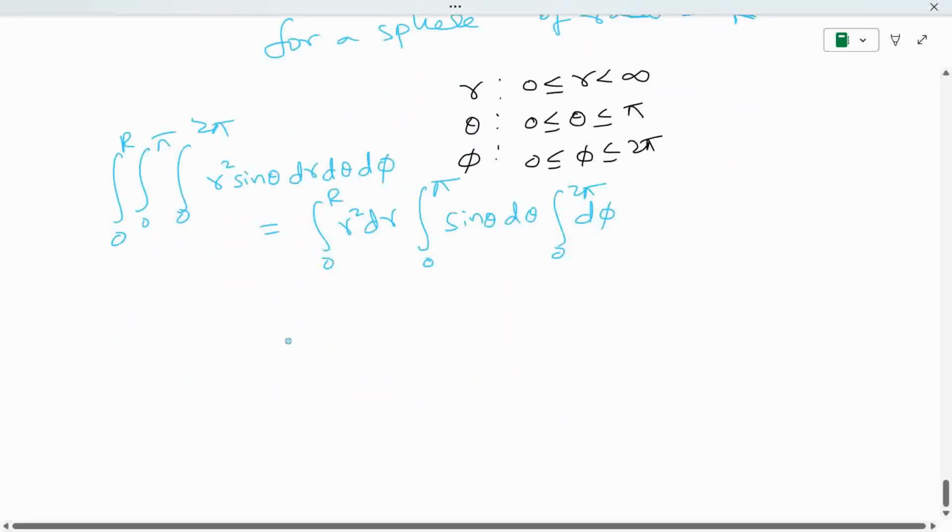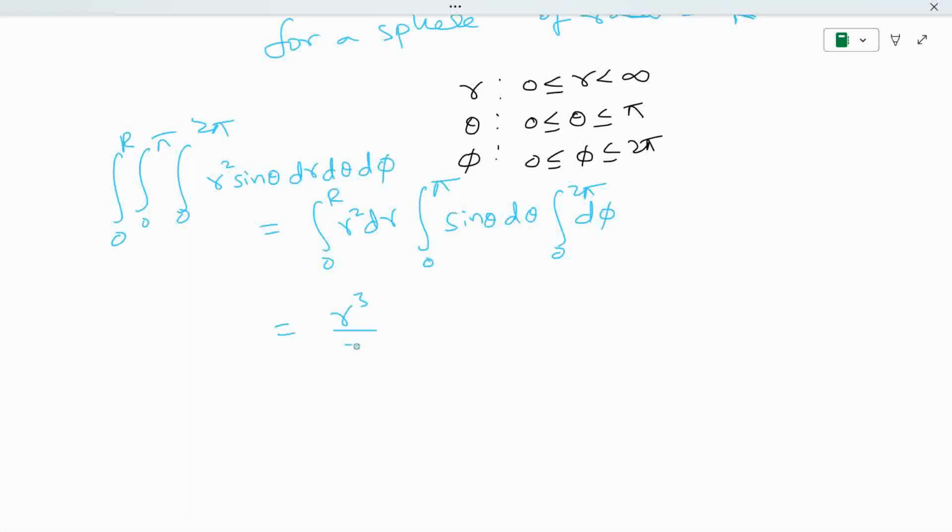Now when we do the integration, we get r cube by 3, and the limits are from 0 to R, multiplied with sine theta integrated, which gives minus cos theta, from 0 to pi, and then d phi. When we integrate it, we get phi, which is from 0 to 2 pi.